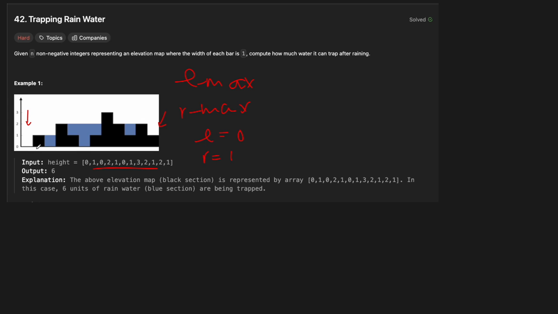So we can't just do that. We know that there's nothing here, so we can't trap anything at this point in time. So what we do now is we actually want to move the left here. We want to move it to 1. So now left becomes 1 and right is still 1.